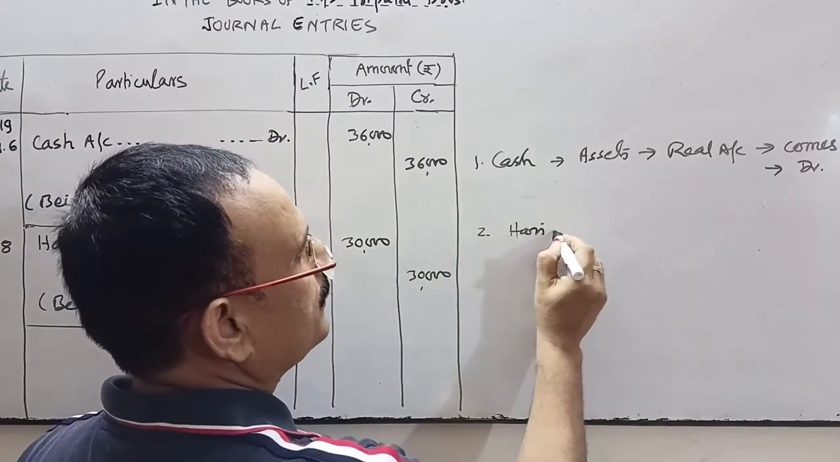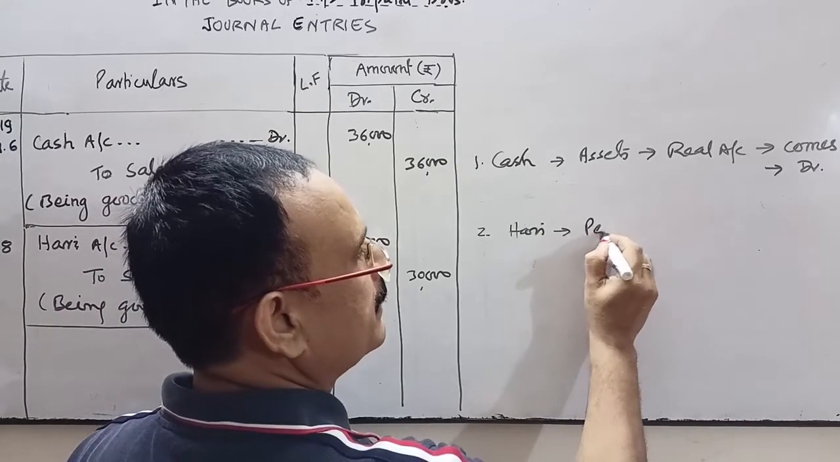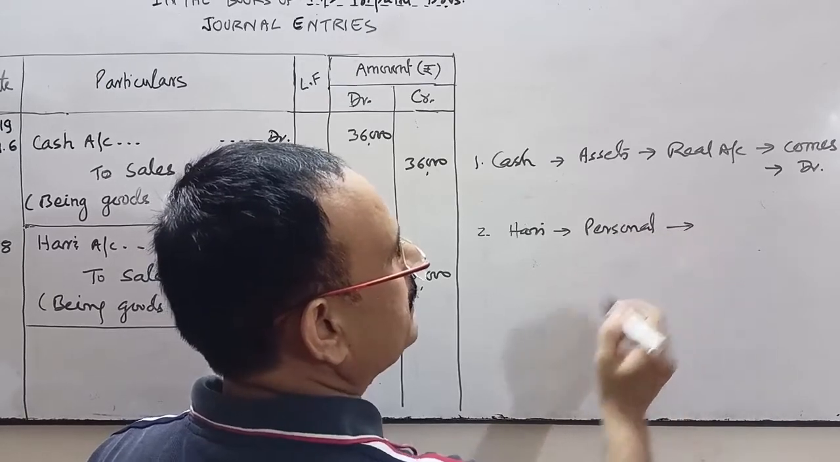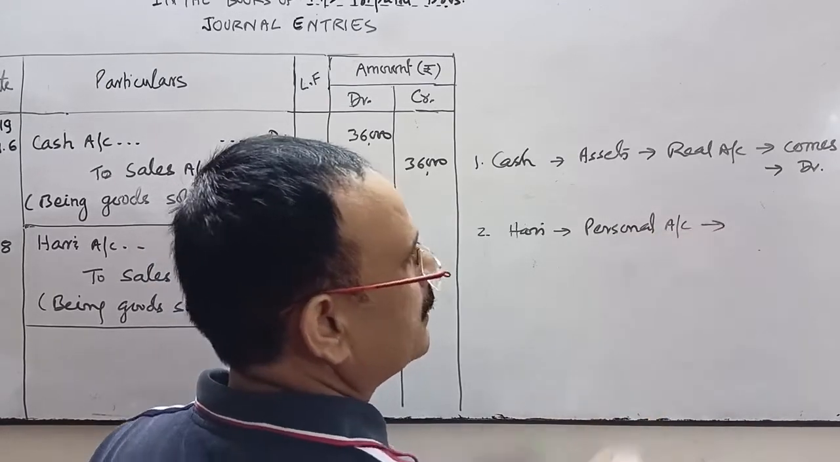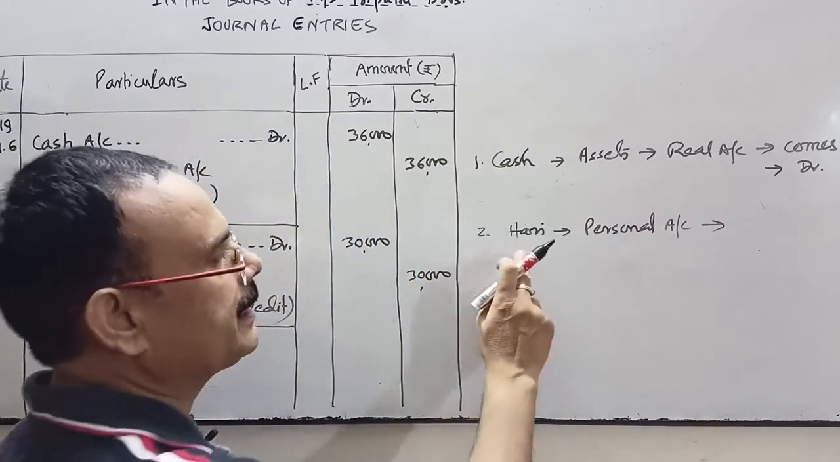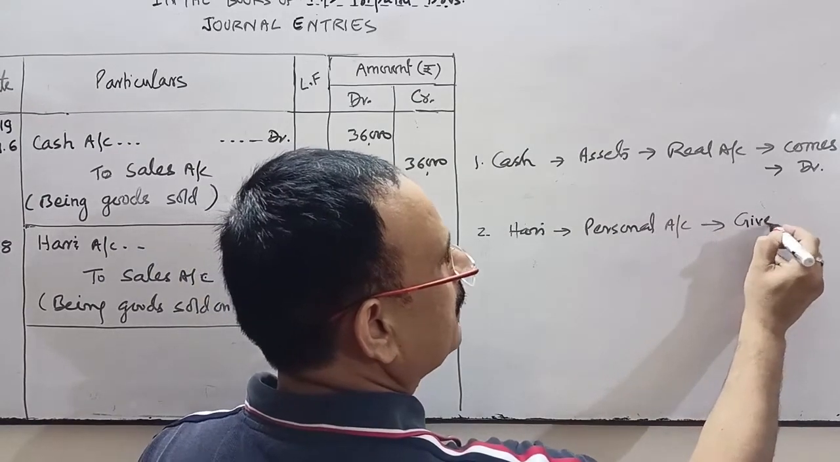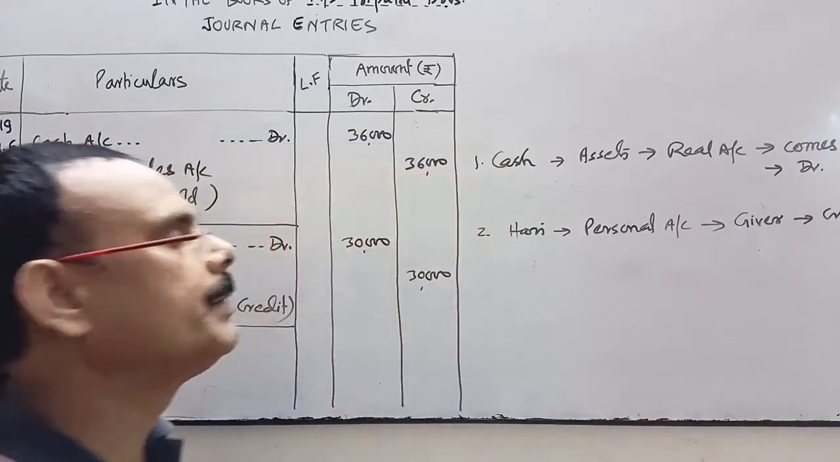Hari comes under which account? Hari comes under personal account. And the rule of personal account is what? The rule of personal account is debit the receiver and credit the giver. Is Hari the receiver or the giver? Hari is the giver. So when he is the giver, his account will be credited.